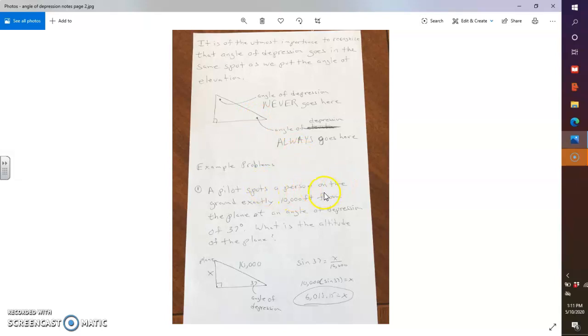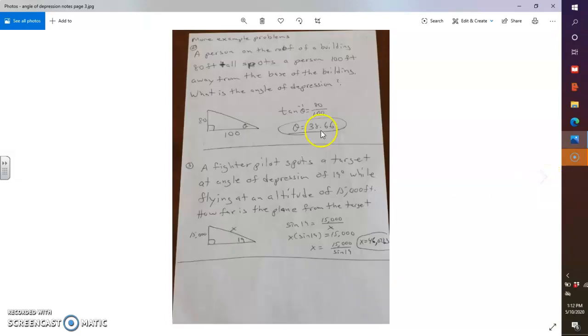A pilot spots a person on the ground exactly 10,000 feet from the plane. Well, 10,000 feet from a plane is right here. It's the hypotenuse. And they give that angle of depression of 37, which I'm going to put right here. My altitude is my x, and then I do my trig work. In this case, we're going to use sine. Sine of 37 equals x over 10,000, and then we use our basic trig functions.